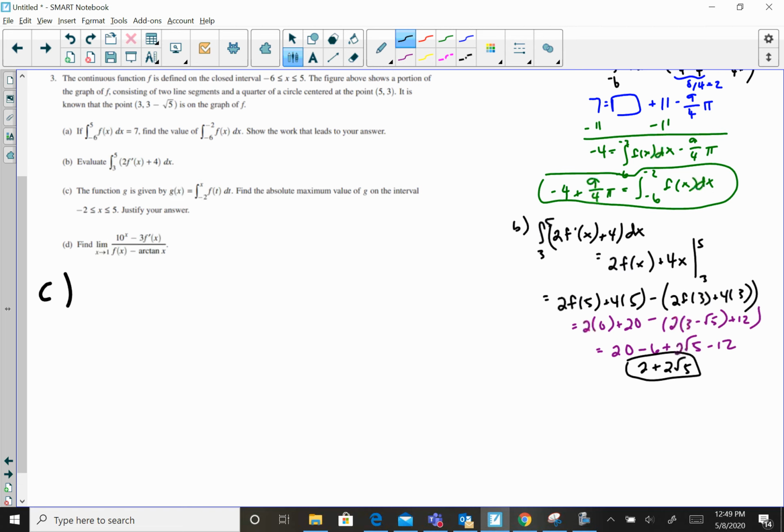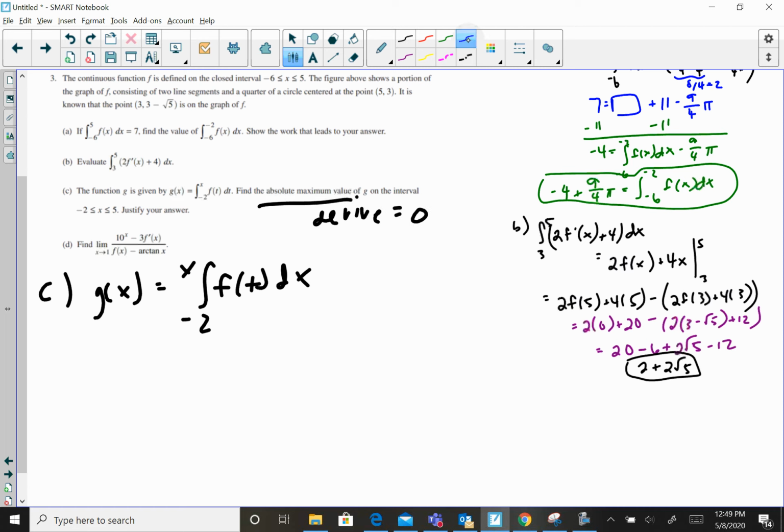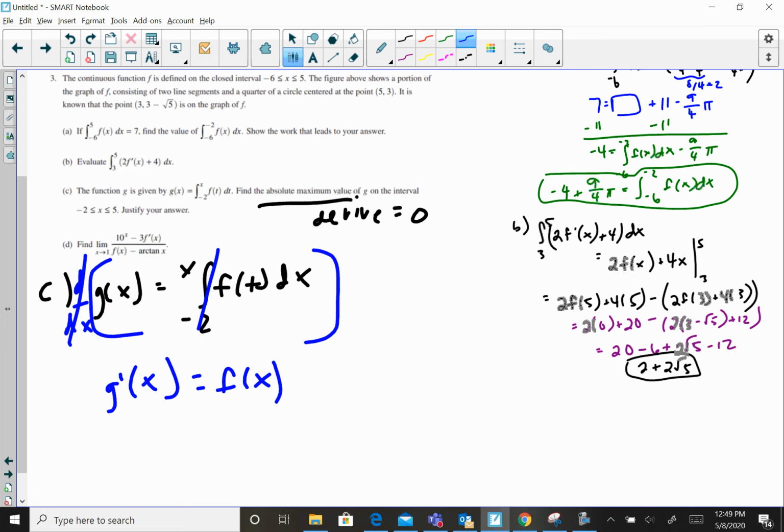The function g is given by g of x, which is the integral from negative 2 to x of f of t dt. Find the absolute max. So that means derive and set equal to 0. When you derive the integral, it drops off, right? These two cancel each other out. So I just have f of, and my t will turn into an x, because technically the replacement does take place, but we just don't show that step. F of x.